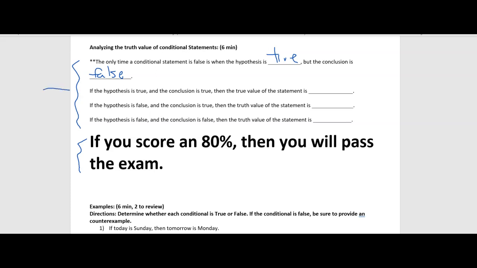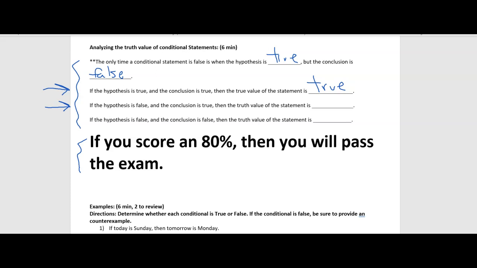Number 2 says, if the hypothesis is true and the conclusion is true, then the truth value of the statement is true. And that makes sense, right? If you find someone that scores an 80% and you know that they passed, then the statement's true. Well, that makes sense because that's what it says is going to happen. Let's look at this third one.